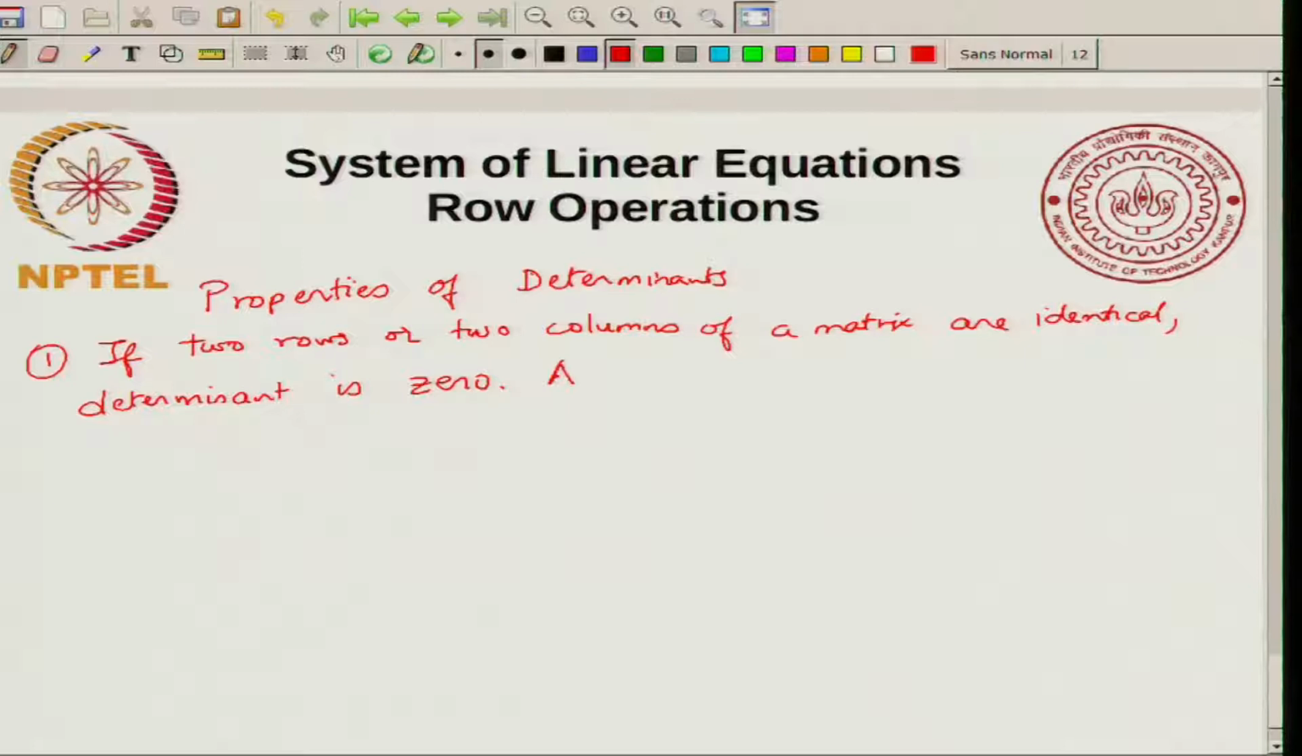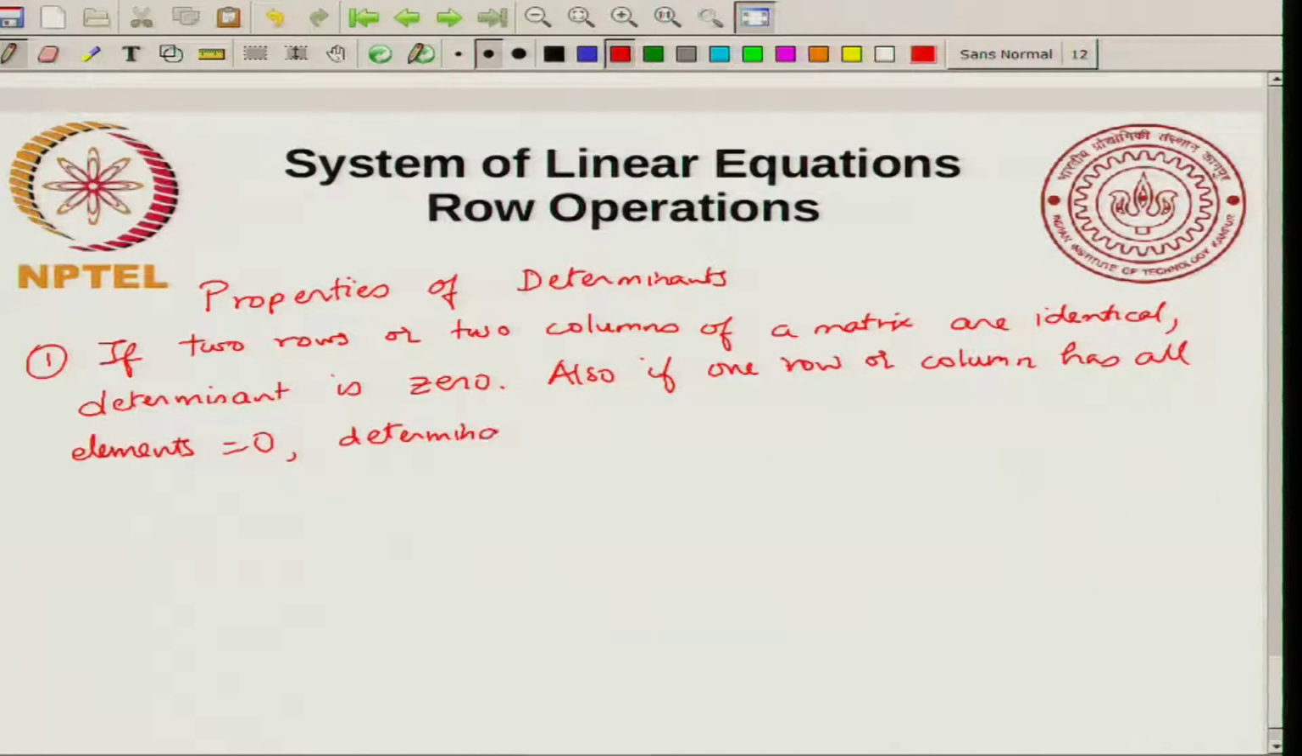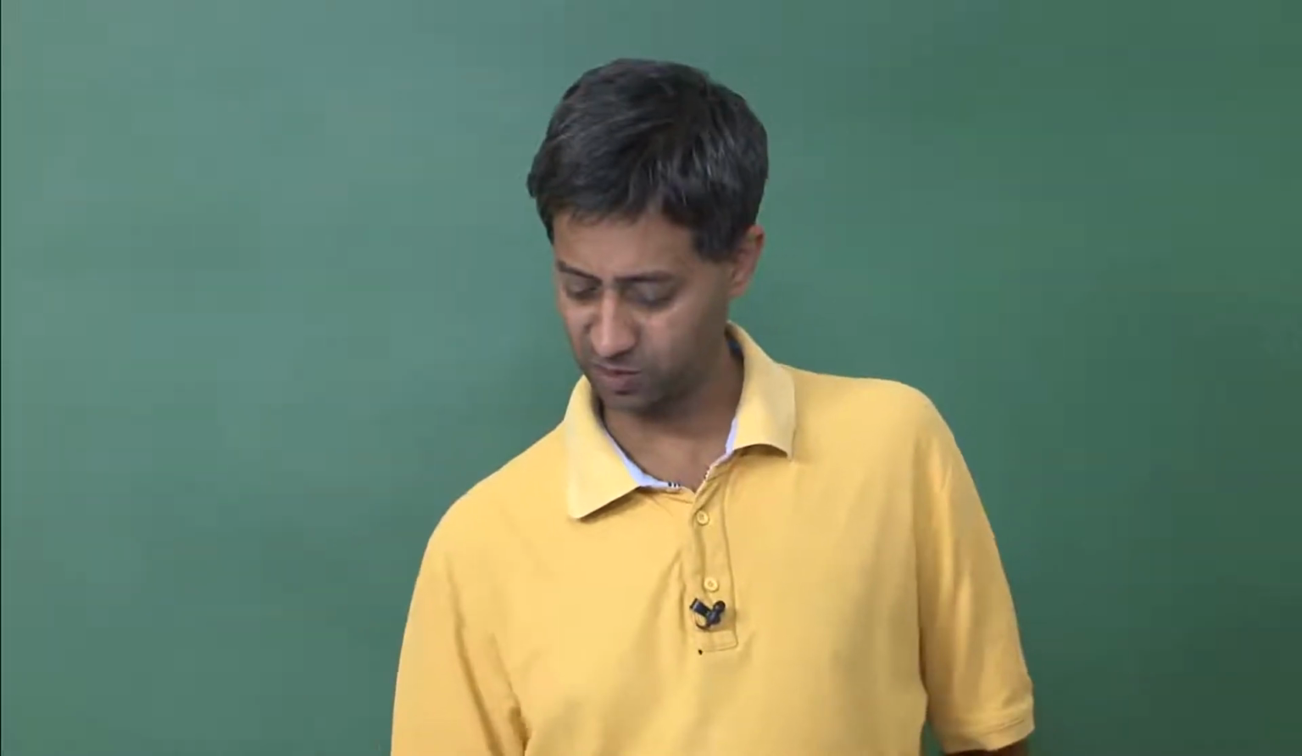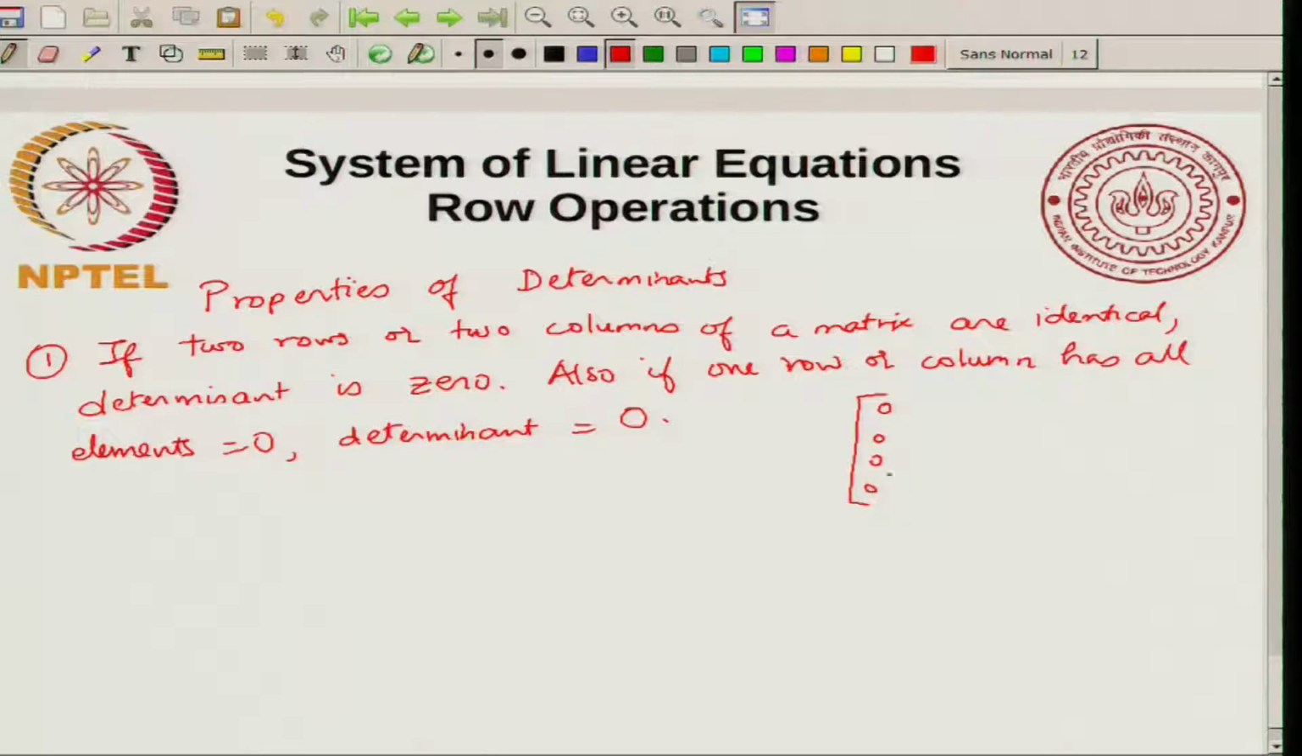Okay. Also, if one row or column has all elements equal to 0, determinant equal to 0. So, basically if you have a matrix where on an entire row you have a 0. So, for example, if you have a matrix where you have 0, 0, 0, 0 and then you have some non-zero elements A1, 2 and so on, but you have one entire row being 0, then determinant equal to 0. Okay. So, this has determinant equal to 0. Similarly, if you have a matrix where 2 rows or 2 columns are the same, then the determinant is equal to 0. Okay. So, this is one property.